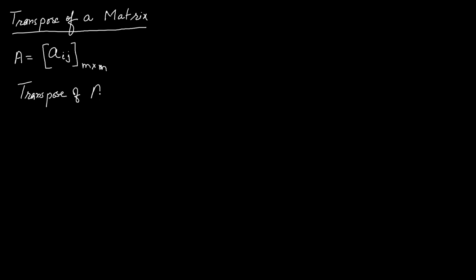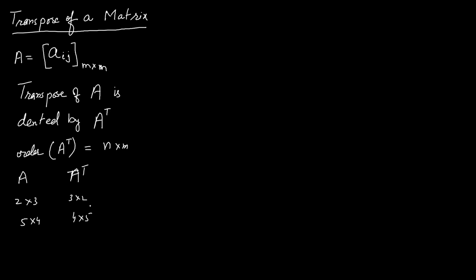The transpose of a matrix A is denoted as A superscript T. Contrary to addition and multiplication, which are binary operations, which means they are performed on two matrices, transpose of a matrix is a unary operation. It is performed on a single matrix. If the matrix A has m rows and n columns, its transpose will have n rows and m columns. The number of rows and the number of columns will be interchanged.